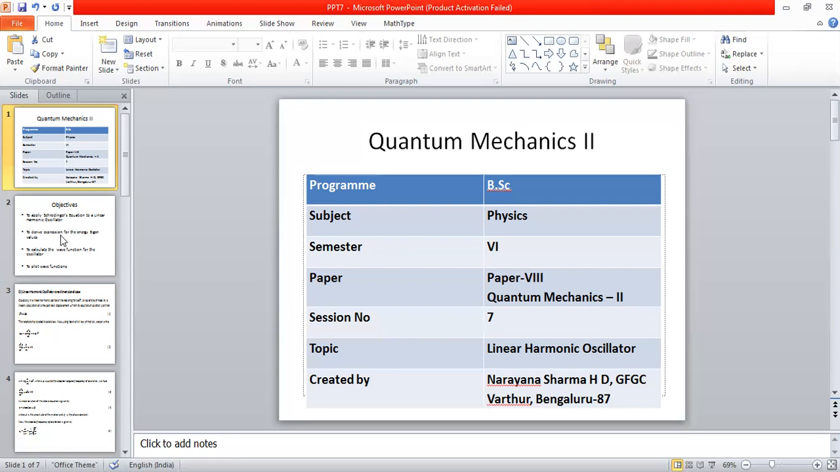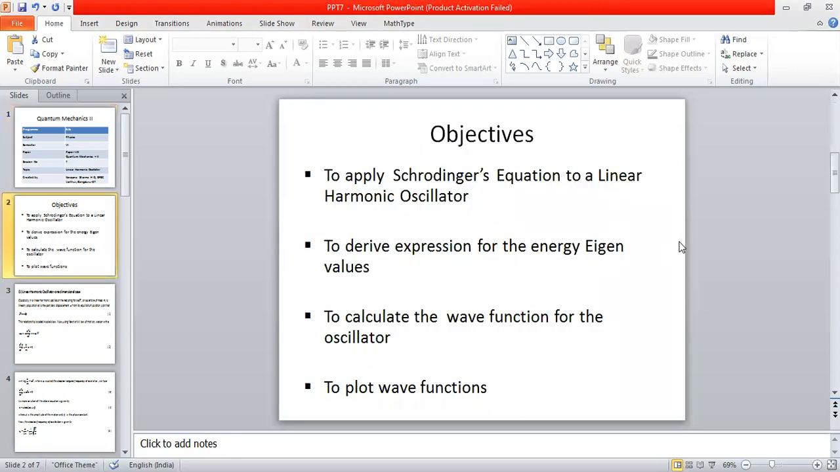Now let us see the objectives. The objective of this particular session, as I have already told, is to apply Schrodinger's equation to the one-dimensional linear harmonic oscillator. What is a linear harmonic oscillator? We should try to understand a little later. After applying the Schrodinger's equation, we shall try to solve the equation, not completely, partially. And through this partial method of finding the solutions, we shall try to derive an expression for the energy eigenvalues of the linear harmonic oscillator.